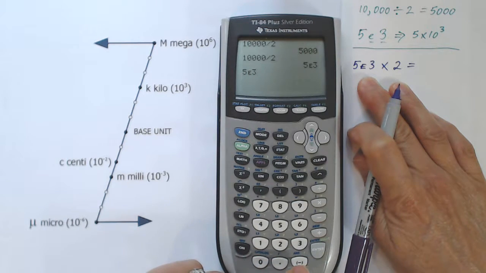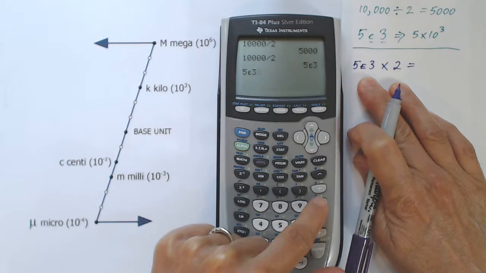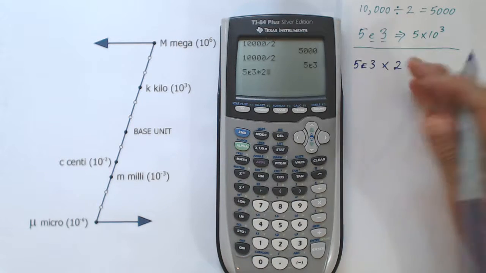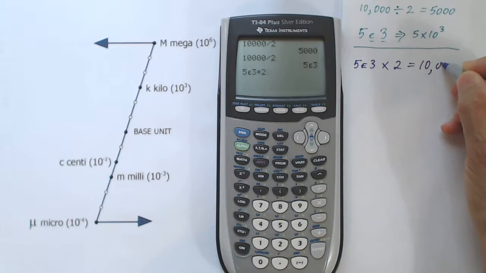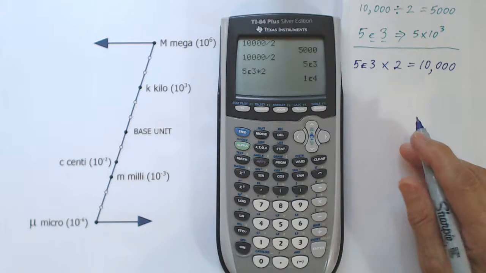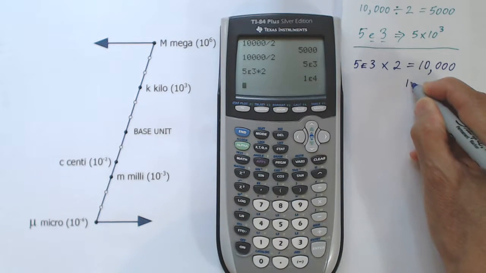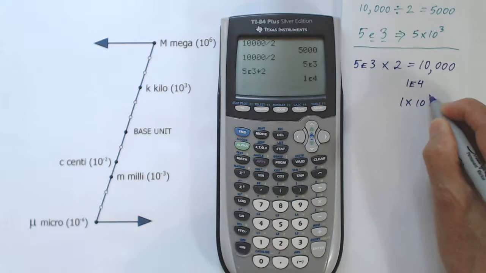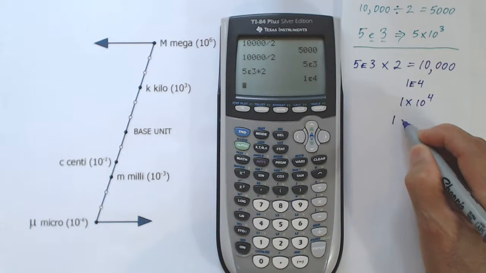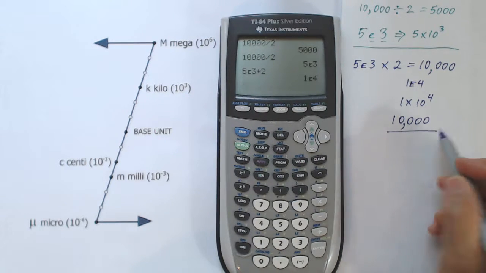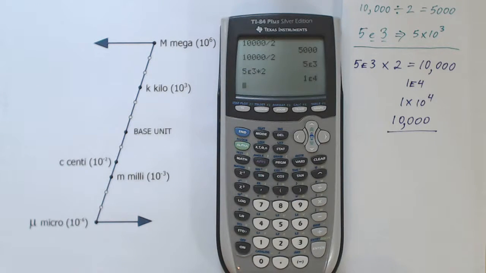So 5E3, and then let's multiply normally, press the times button, times 2, and we know we're going to get 10,000 as our answer, but what we're looking for is now 10,000 in scientific notation. So when we press enter, we'll get 1E4. So 1E4 means 1 times 10 to the fourth, which is another way of saying 1 followed by 4 zeros, which is how we would write 10,000 if we were not writing it in scientific notation.